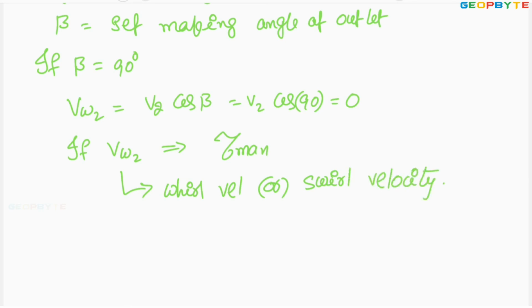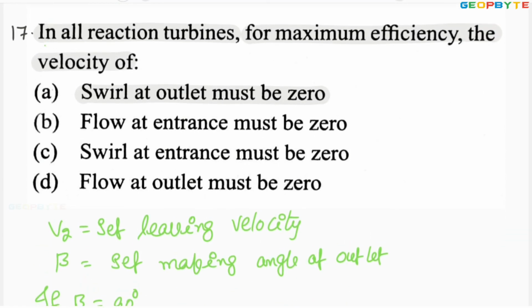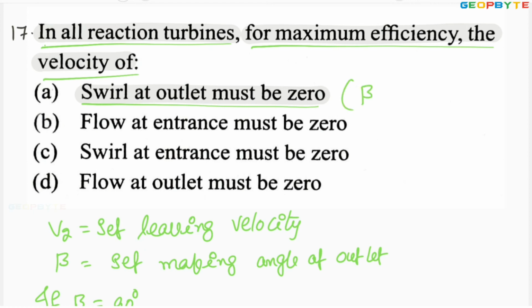Now let us look at the problem. In all reaction turbines, for maximum efficiency, the velocity of swirl at outlet must be equal to 0. If beta equals 90 degrees, definitely the swirl velocity Vw2 equals 0. Anyhow, option A is absolutely correct. I hope you got my point.